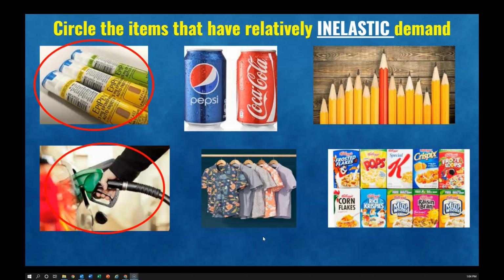Clothes and breakfast cereals are very similar in the same way that if you raise the price of one shirt, then I'll just buy shirts from someone else. If you raise the price of Frosted Flakes, then I'll get a different type of sugary cereal. So I'm very responsive to a change in price. The quantity of each of these goods that I want to purchase changes a lot when there's a little bit of a change in price. And so those are elastic in nature.